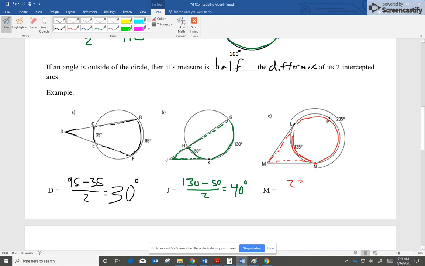So 235 minus 125, and we'll divide that by 2. Okay, 235 minus 125 is 110, and we divide that by 2, so angle M should be 55 degrees.